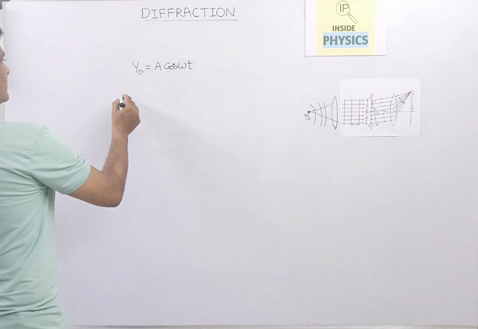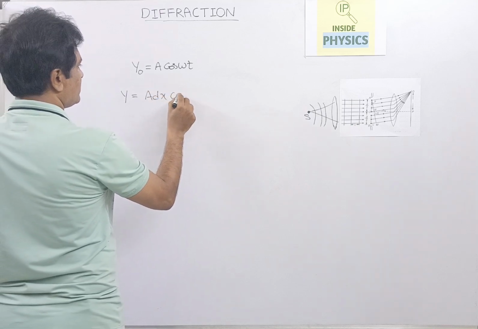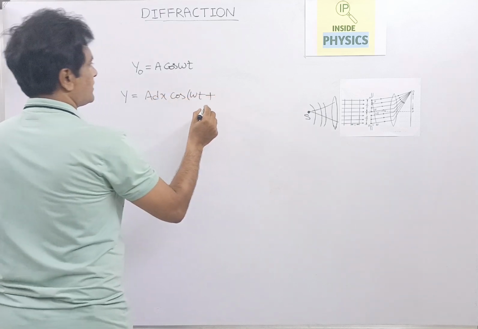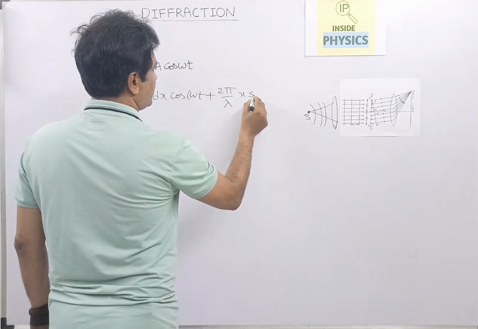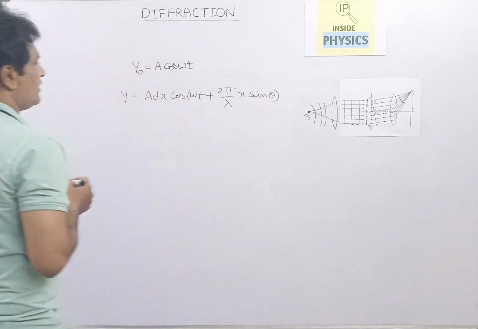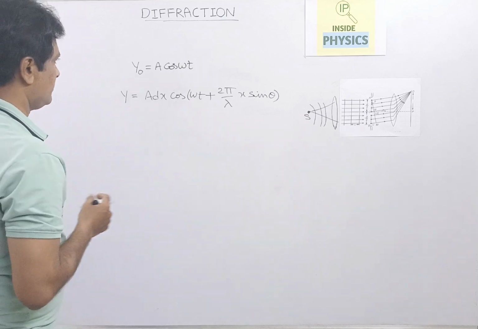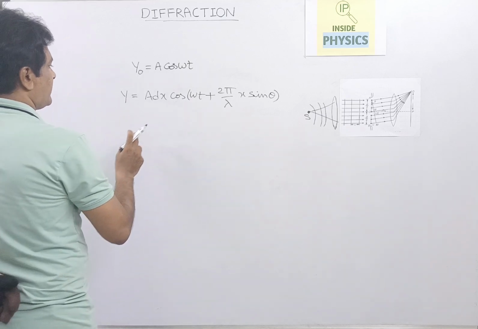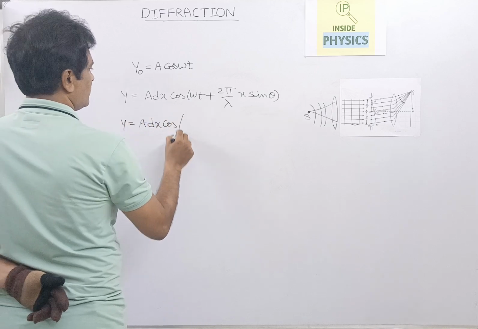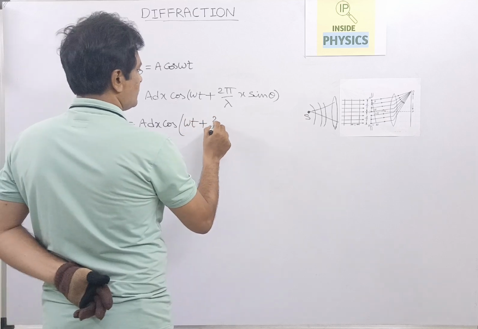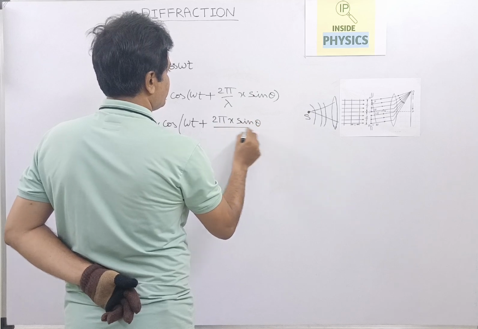Resultant disturbance. So here I will write this as y is equal to A dx cos(omega t plus k x, where k is 2 pi by lambda into x sin theta). I have substituted the values we have taken in this equation. So here I can write this as y is equal to A dx cos(omega t plus 2 pi x sin theta by lambda).